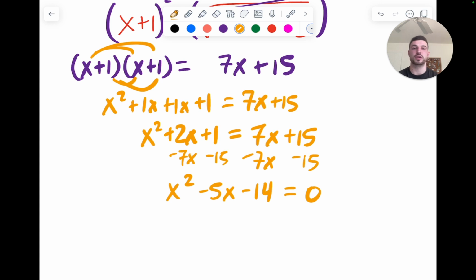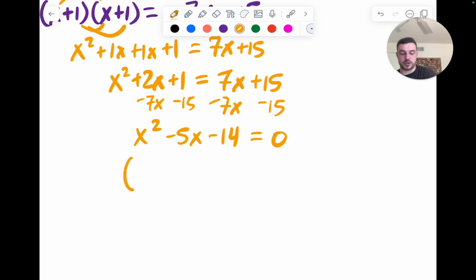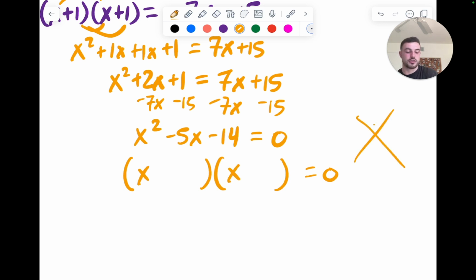In factoring, we get both solutions at the same time, and there's not usually a whole lot of work that goes into it. However, you are welcome to use the quadratic formula. You could try the square root method, but obviously that wouldn't work because we have 2 separate x values here. So I'm going to factor, and I'm going to try to think of 2 numbers that are going to multiply to a negative 14 and add to a negative 5.